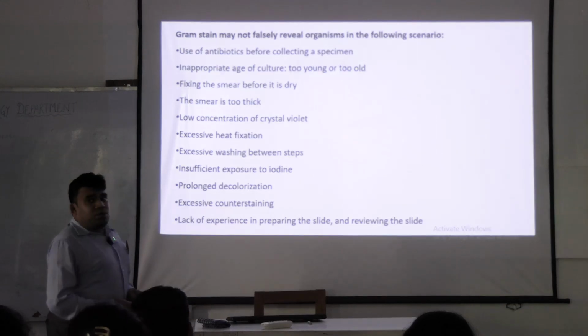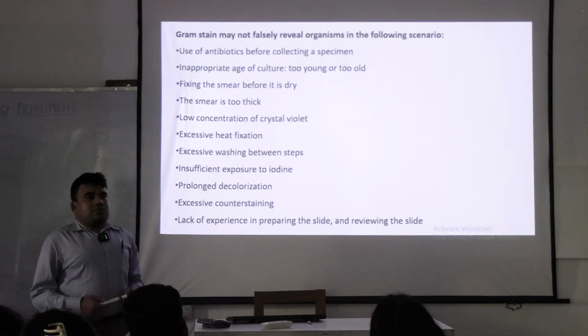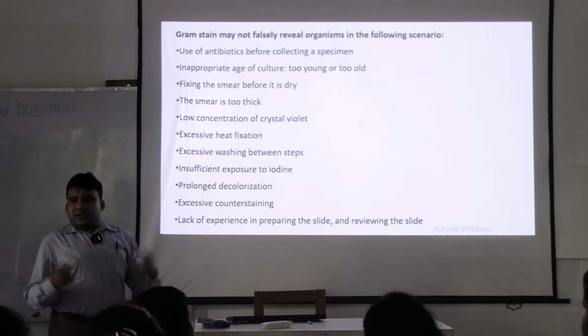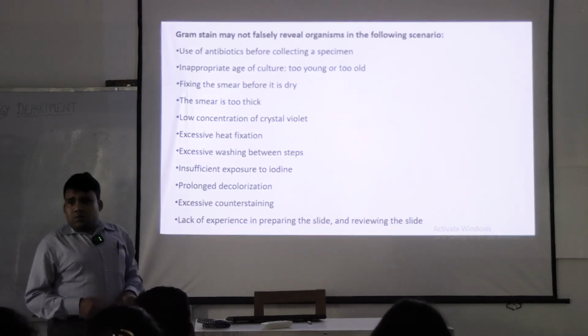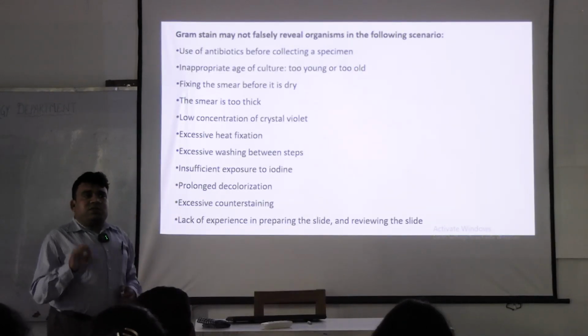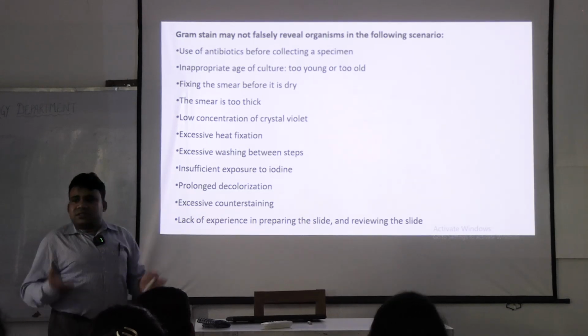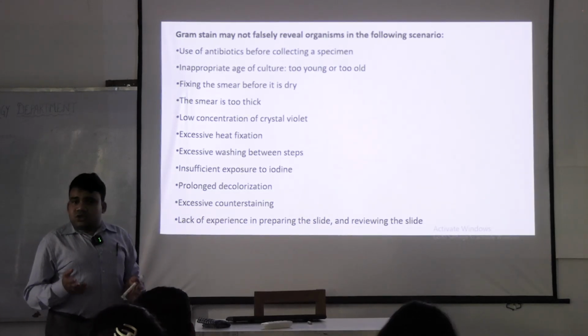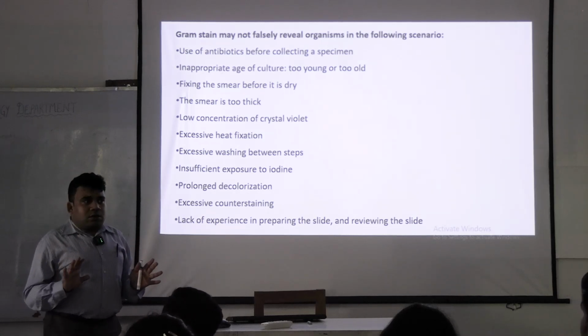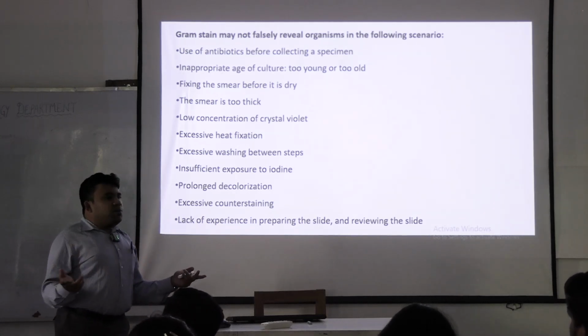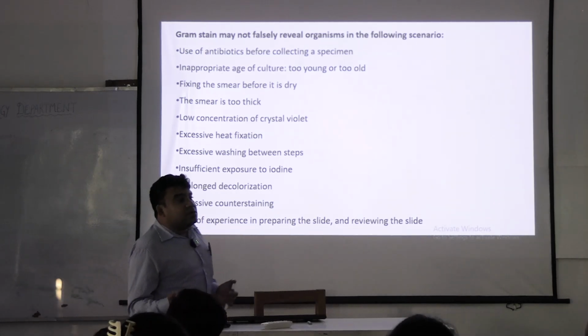Okay, what could be the problems if we see erratic results on gram stain? Why? It could be because of antibiotic. Any antibiotic which acts on cell wall will damage the cell wall of the bacteria. So on gram stain, will it behave normally or not? Abnormally. A gram positive might appear as gram negative.